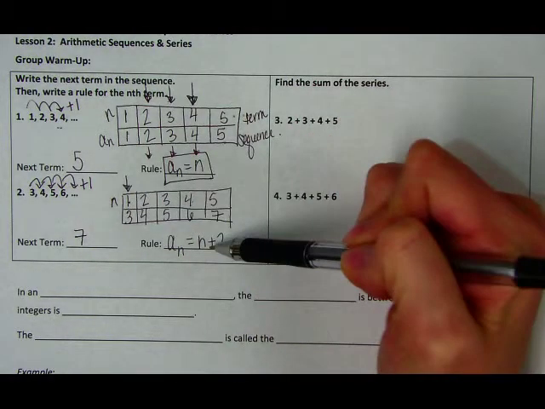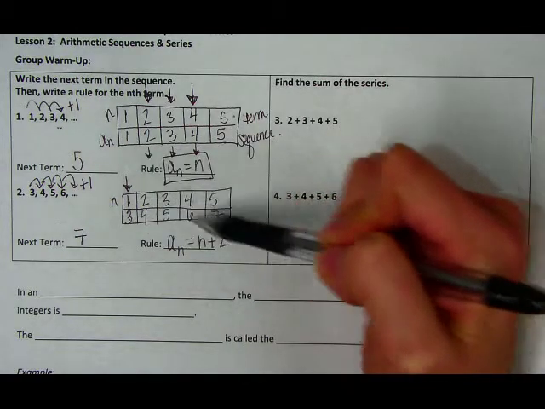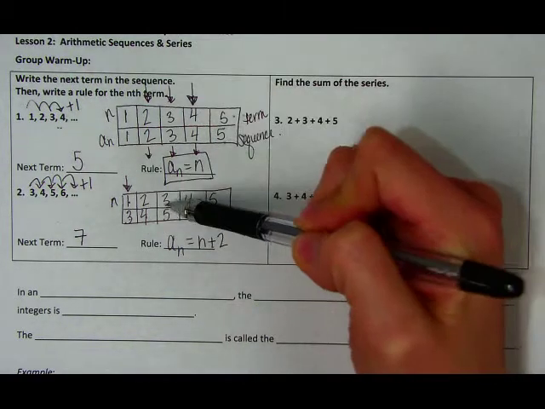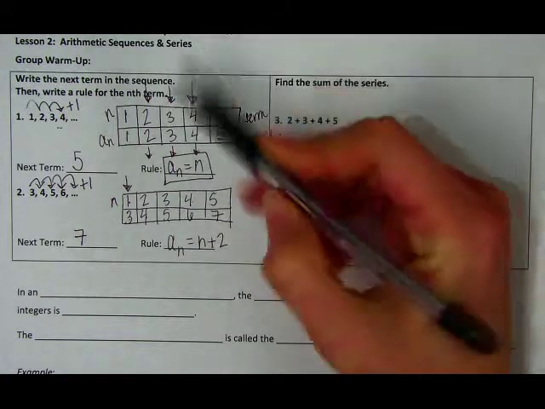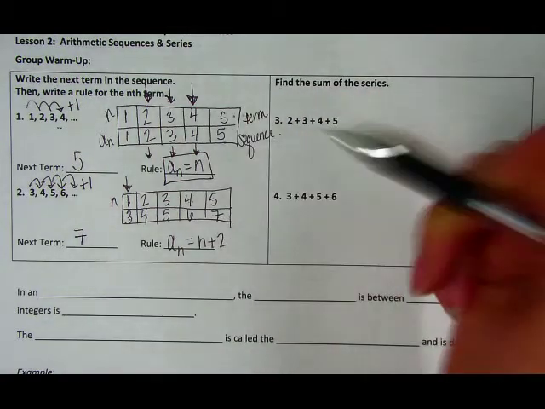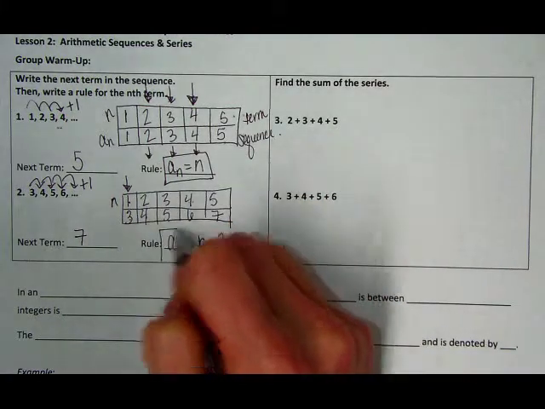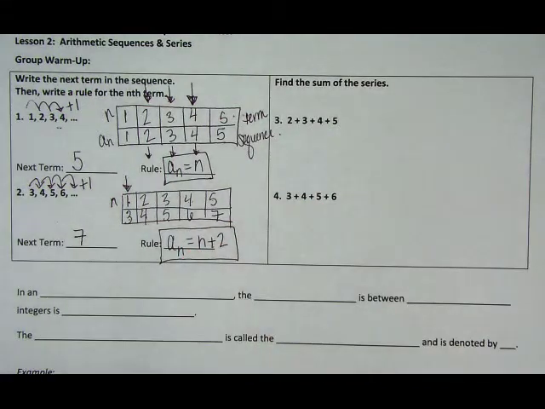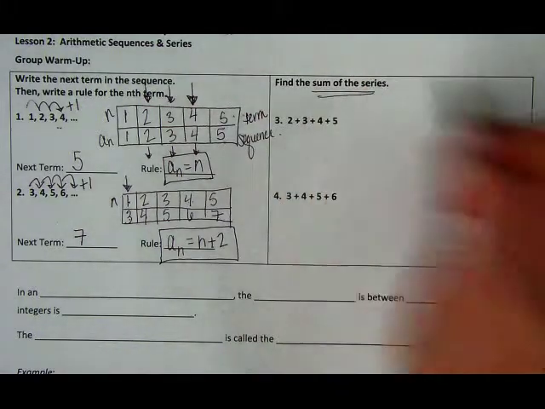So is 1 plus 2 3? Yes. Is 2 plus 2 4? Yes. Is 3 plus 2 5? Yep. Is 4 plus 2 6? Yep. And 5 plus 2 is 7. So it works for all of my columns, so I know my rule is a sub n is equal to n plus 2.